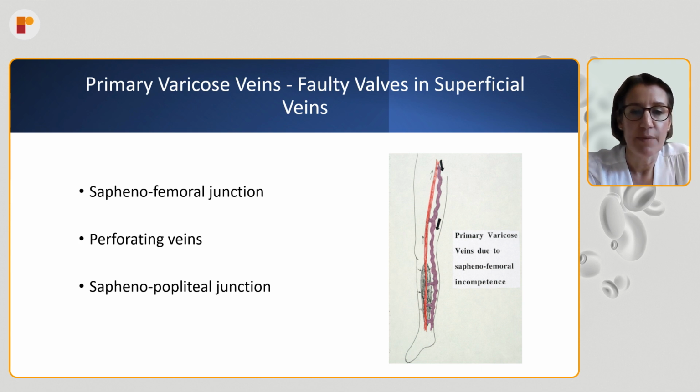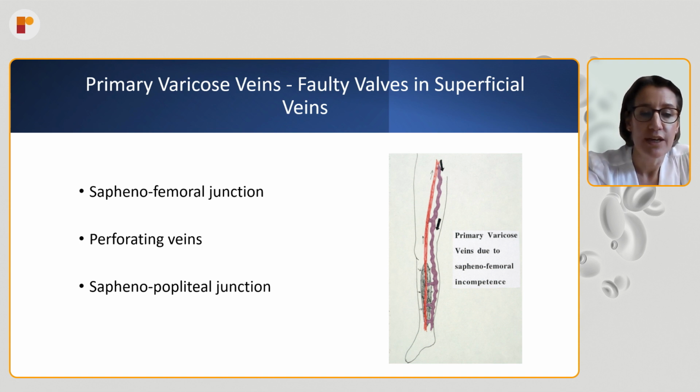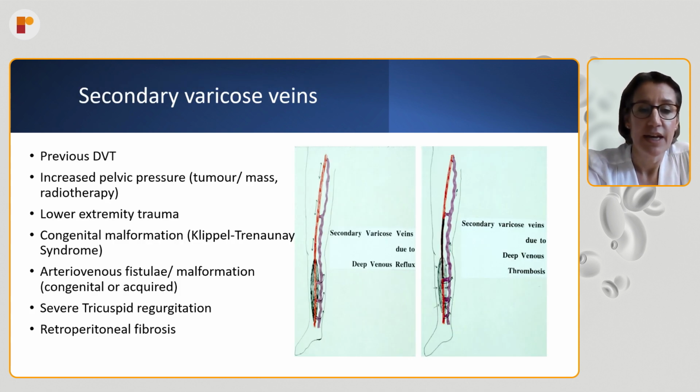So primary varicose veins are mainly due to faulty valves in the superficial vein. This may be at the saphenofemoral junction, perforating veins, or indeed the saphenopopliteal junction. This diagram just demonstrates that. It's also possible to get secondary varicose veins from damage to the deep venous system, for example, following an acute DVT, or from increased pelvic pressure or trauma to the lower extremity. And I've just shown here how that can happen, causing deep venous reflux or thrombosis.